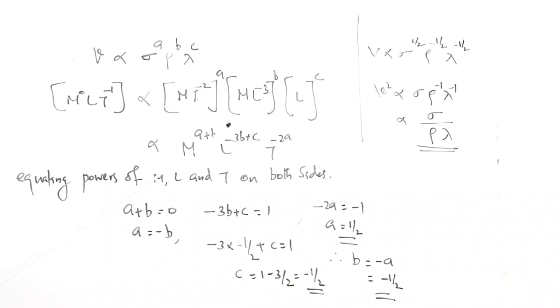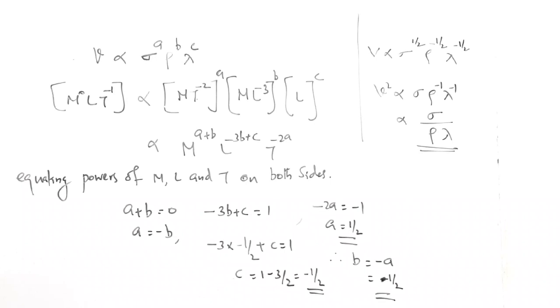From here we get minus 3b plus c, on the left side it is 1. So minus 3b plus c equal to 1. Leave this part here. Next we go to this term: here it is minus 2a and on the left side it is minus 1. So minus 2a equal to minus 1, or a equal to 1 by 2. So substituting the value of a equal to 1 by 2 in this equation, we get b equal to minus a. The value of a is half, so b equal to minus half.